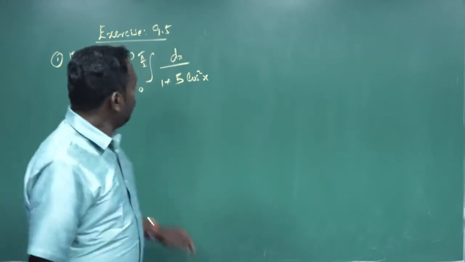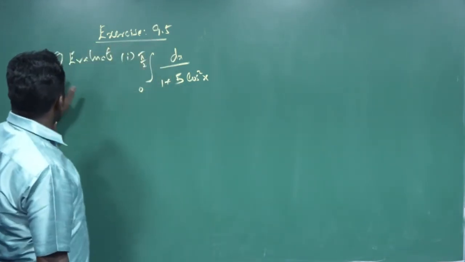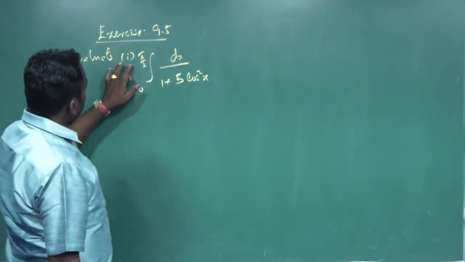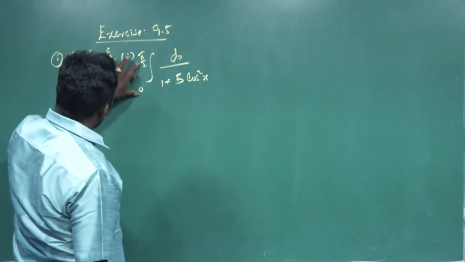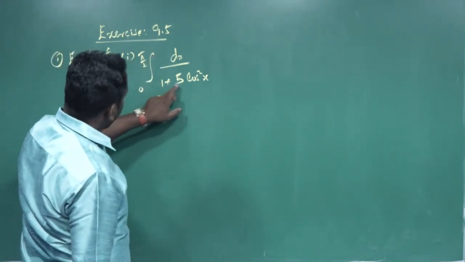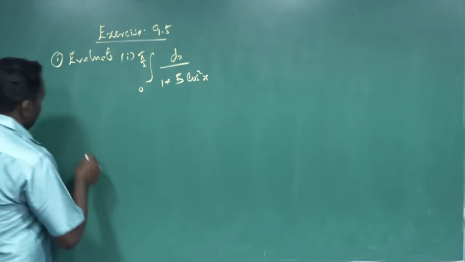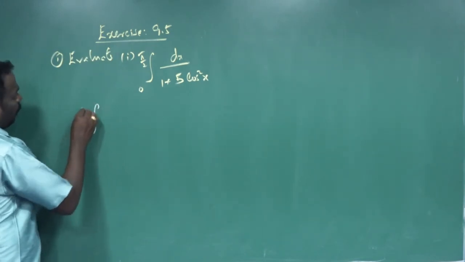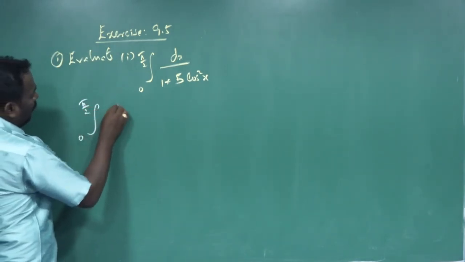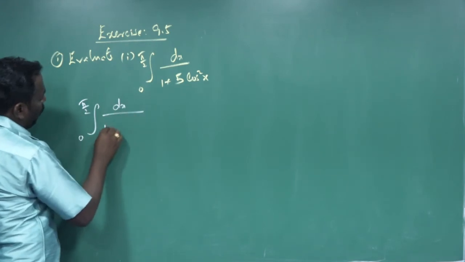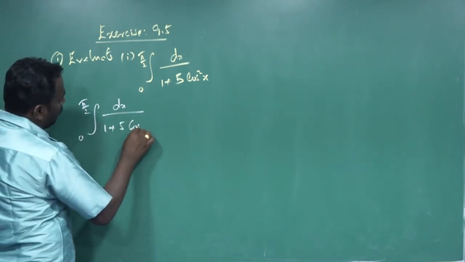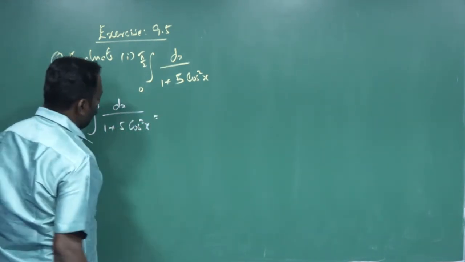Come to the next exercise, number 9.5. First one: evaluate the integral from 0 to pi by 2 of dx by 1 plus 5 cos square x. Therefore, the given integral is the integral from 0 to pi by 2 of dx by 1 plus 5 cos square x.